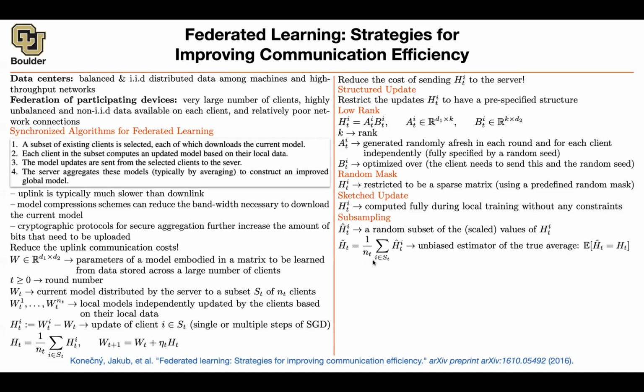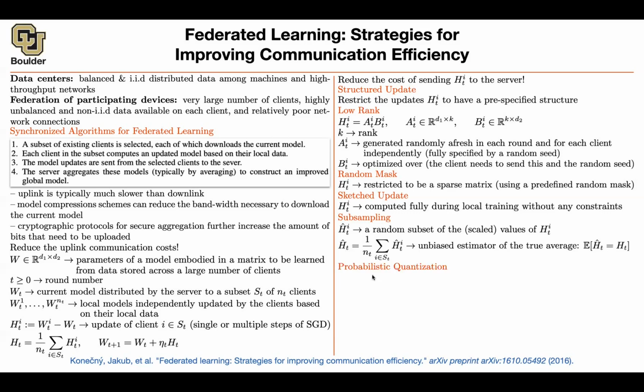And it turns out that when you do your averaging on the server, because each user was masking differently and is communicating different updates, this is actually an unbiased estimator of the true H, which is coming out of doing your summation over all of the non-masked or the true H, rather than the masked version of it. This is the subsampling strategy.